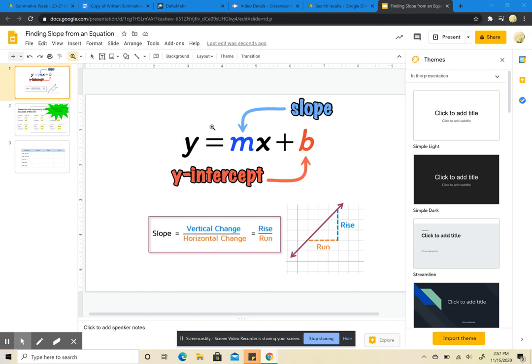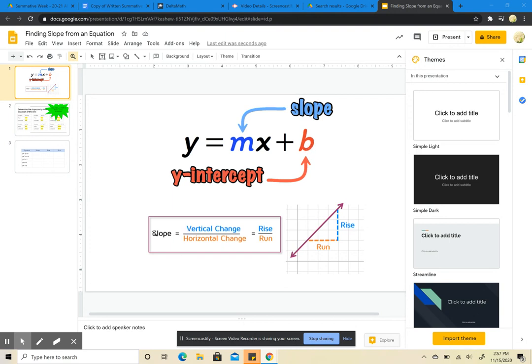Hello, in this video we are going to review finding slope from an equation. If you are given an equation in slope-intercept form, you should be able to quickly find the slope. What is the slope-intercept formula? It's y equals m times x plus b, where m represents the number that is our slope and b represents the number that is our y-intercept.